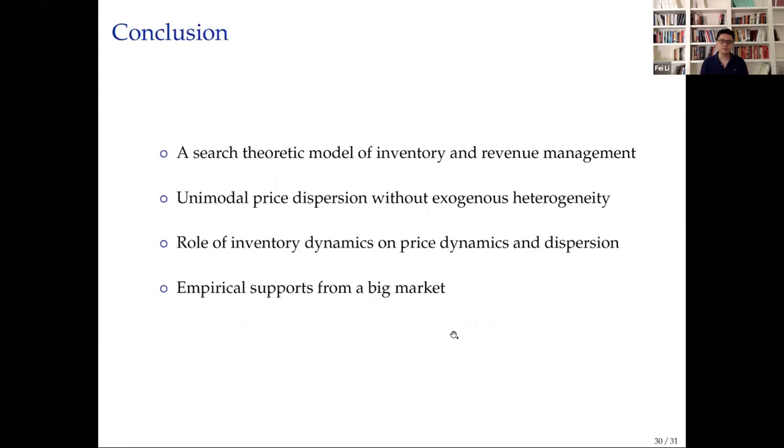To summarize, we have a search-theoretic model to answer a classic IO question, and we can incorporate inventory control and revenue management. We get a natural channel to explain price dynamics and unimodal price dispersion without any exogenous heterogeneity. And we have some empirical support from a big market.